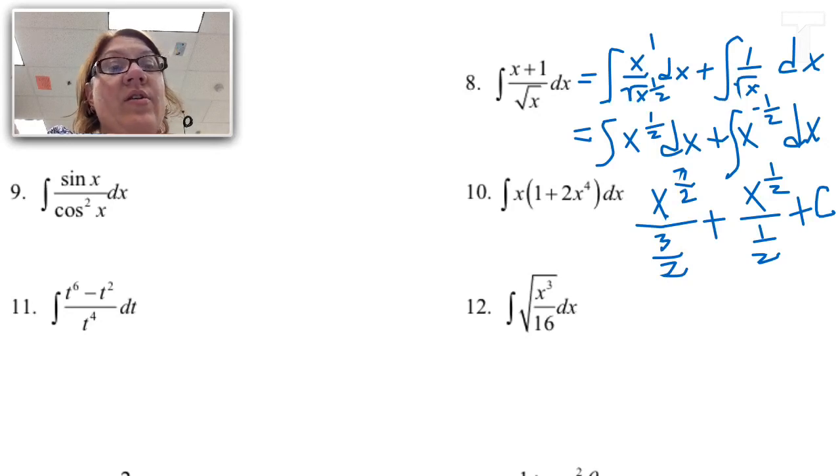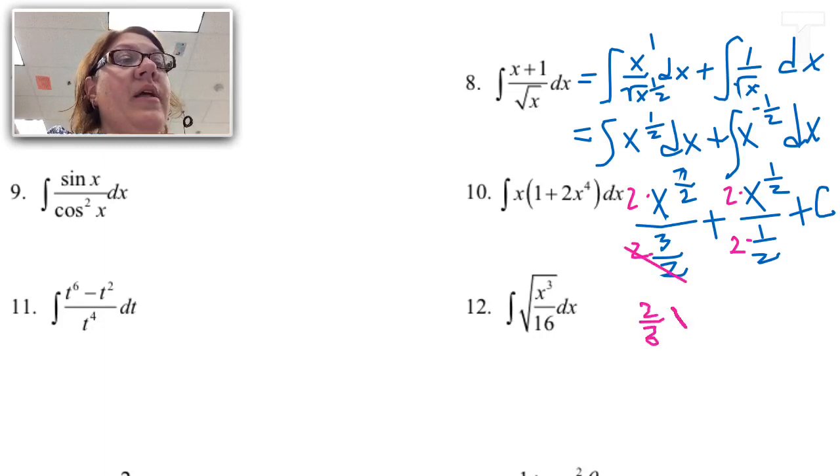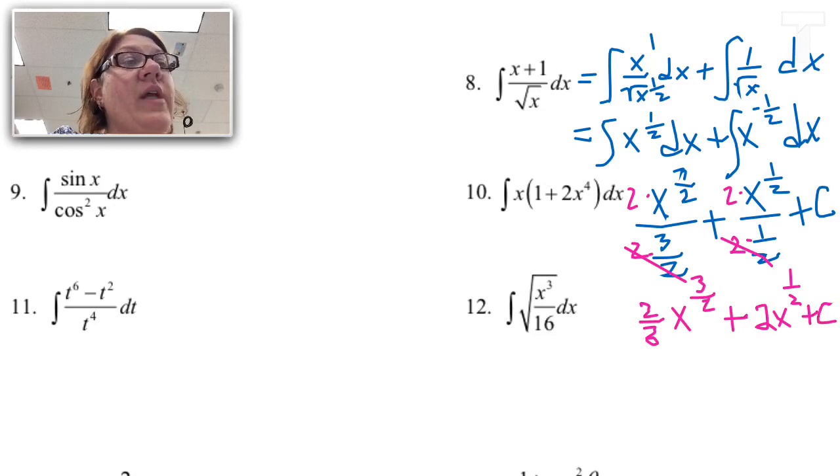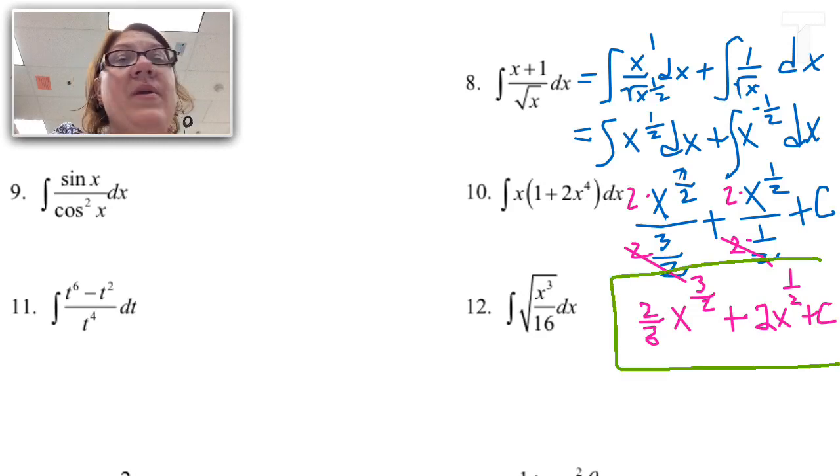And of course, for each of these terms, I need to simplify. So here, I'll multiply by 2 over 2, and multiply by a 2 over 2 here. So that first term becomes 2/3 x to the 3/2 plus 2x to the 1/2 plus c. Not so scary after all. Maybe just a little.